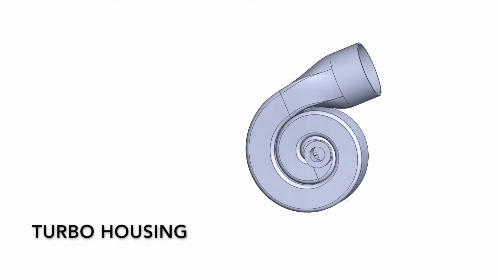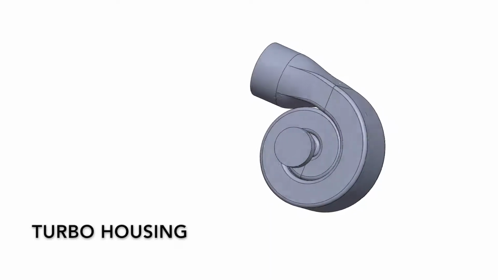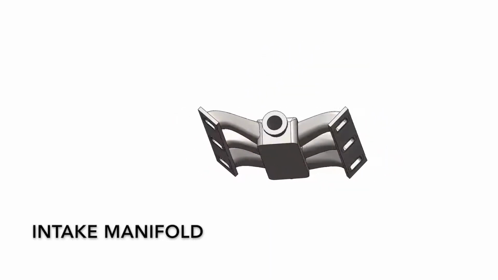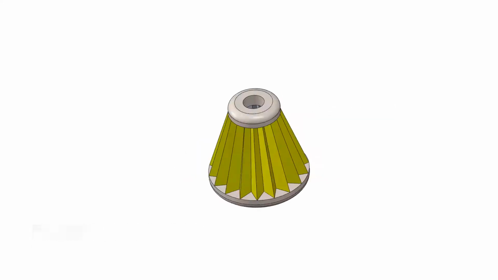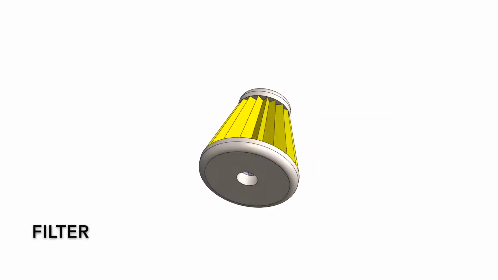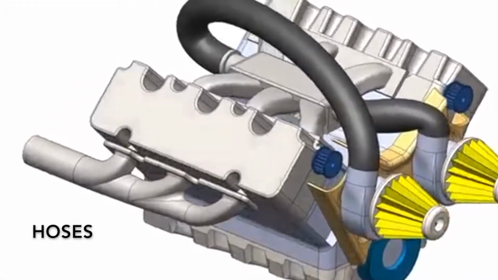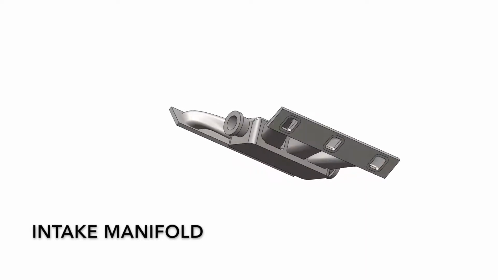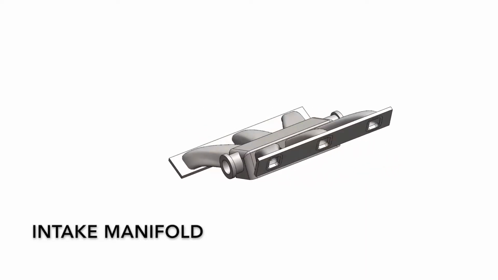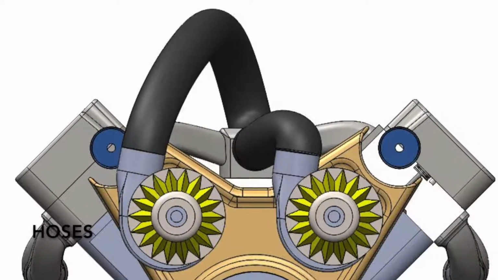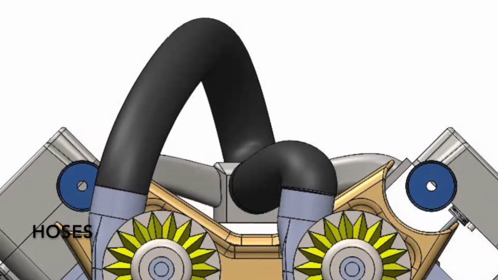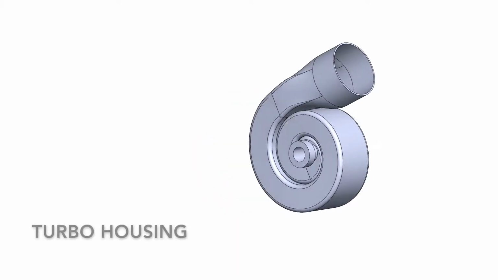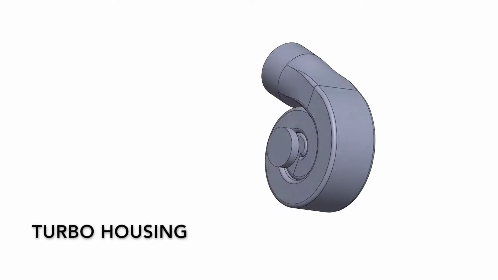The turbo housing is used to increase the power output of the engine by supplying compressed air to the engine intake manifold, so increased fuel may be utilized for combustion. The filter is used to filter the air. The hoses are used to transfer the gas from one point to another on the engine. The intake manifold utilizes unique mirroring, shelling, and extrusion techniques, while the hose utilizes 3D sketching. The filter utilizes standard SolidWorks CAD operations, while the turbo housing utilizes SolidWorks surfacing.